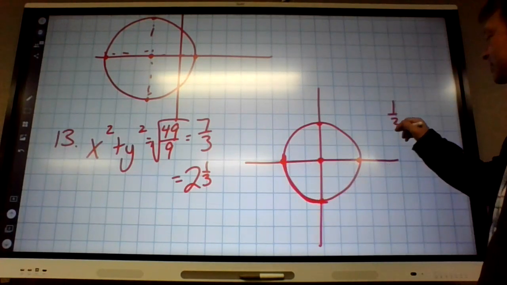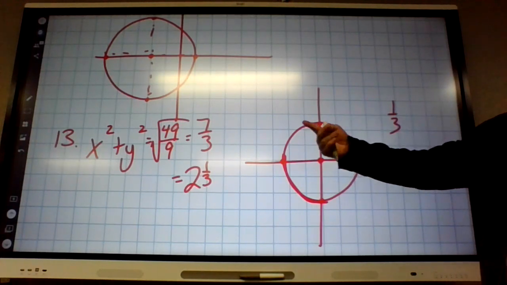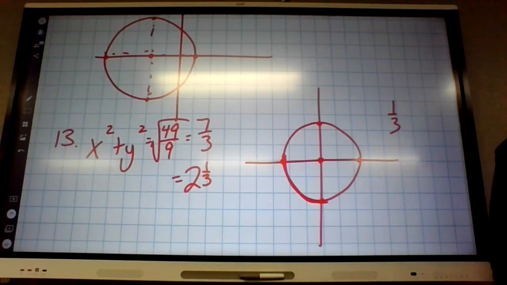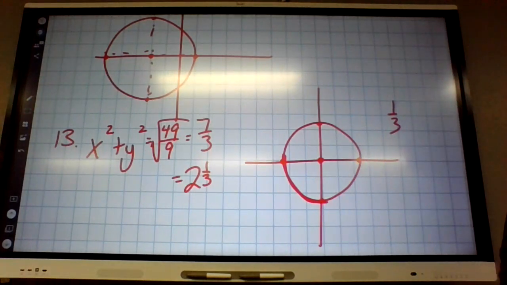A third is less than half, because 1 is less than half of 3. It's like if you split something into 3, you're only taking one of them. So it's less than halfway.